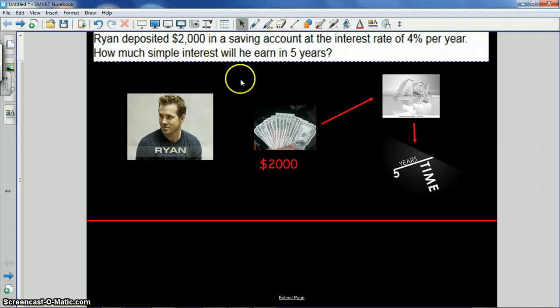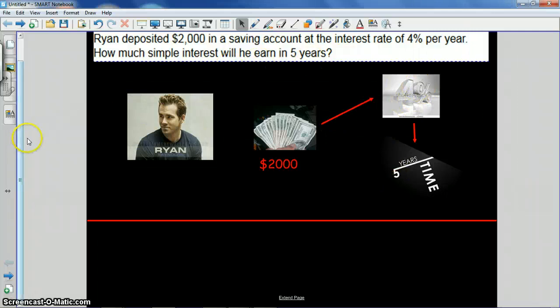Here's an example problem. Ryan deposited $2,000 in a savings account at the interest rate of 4% per year. How much simple interest will he earn in 5 years? So here's Ryan. He has $2,000. He puts that in his account. He's going to get 4% every year for 5 years.